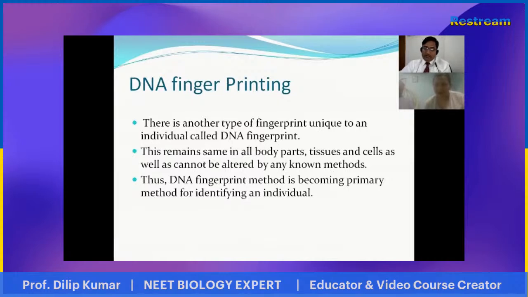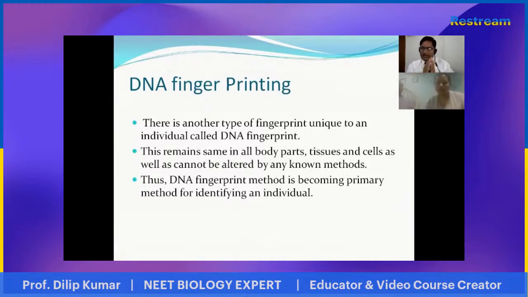Yes. This line means that in all the cells of our body, DNA is present. So by surgery, by the removal of tissues, by the removal of an organ, it can't be replaced. Next thing, the DNA fingerprint method is becoming the primary method for identifying an individual. Why? Because DNA is found in every cell, and we can't remove the DNA from the cell.